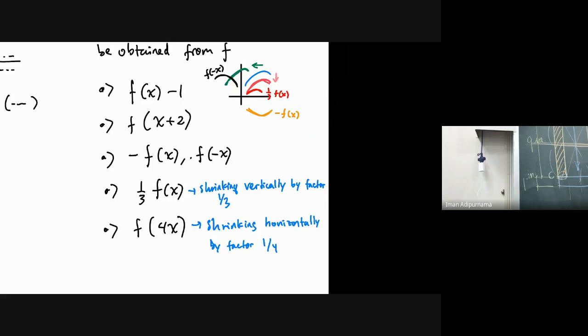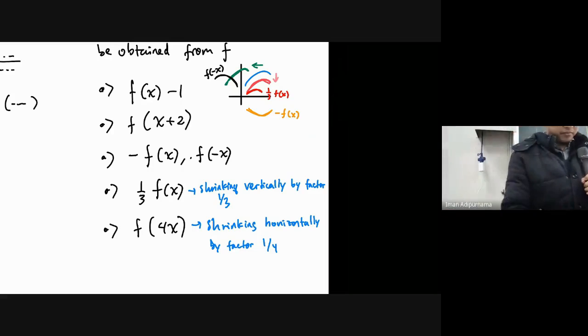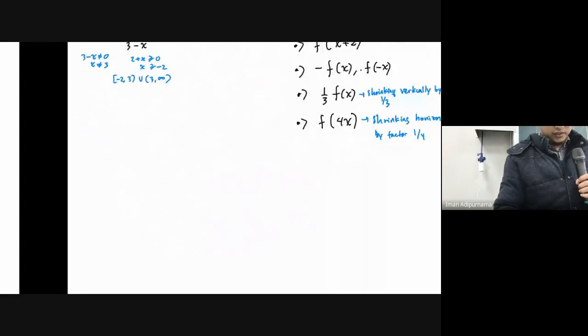So horizontal and vertical is like you are stretching and bending the curve. Okay. So if you have 1/4, meaning it's stretched. Okay, it's stretched. Okay, that's the idea for transformation. I hope you get the idea.